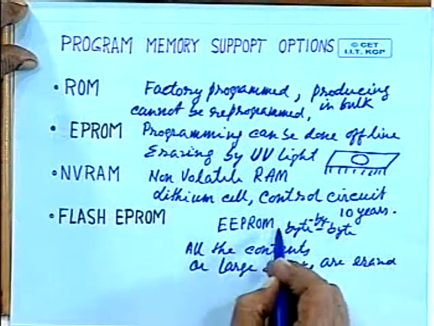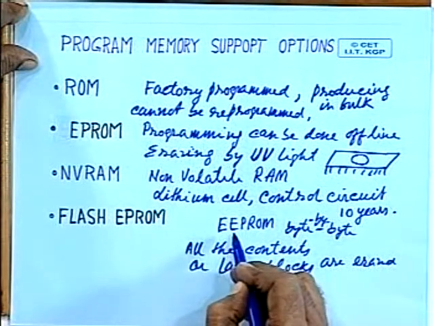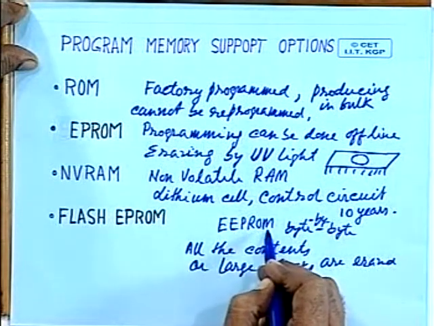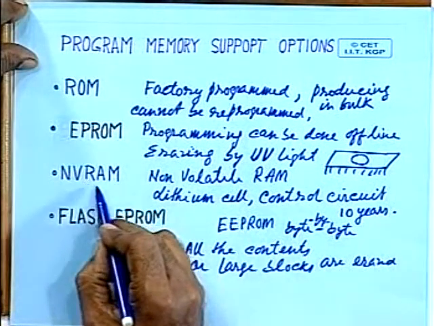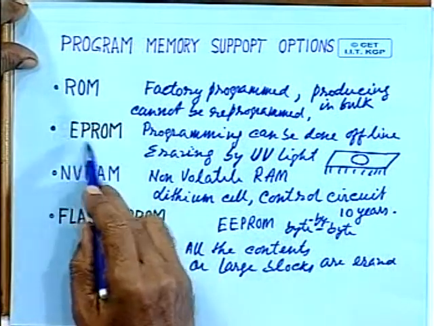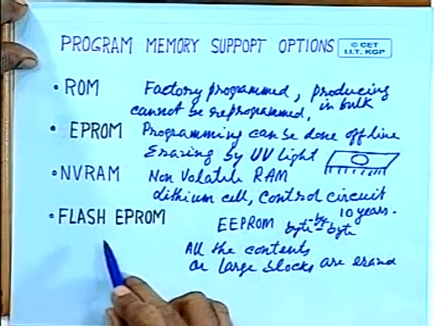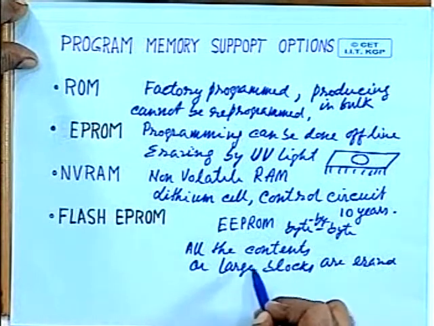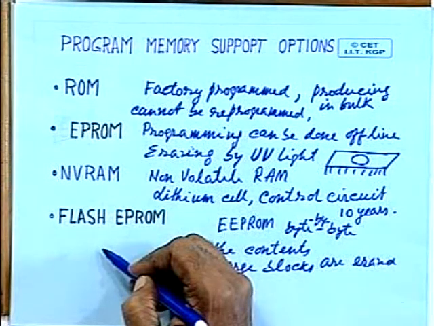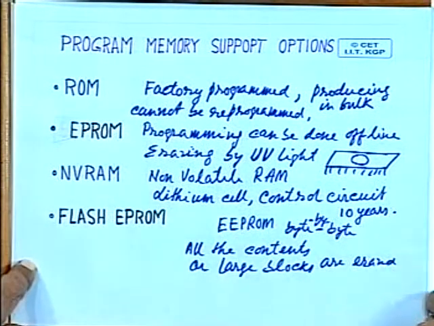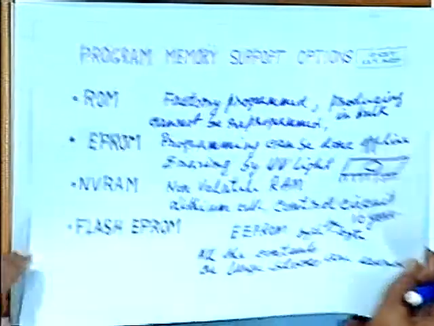slow. And that is why the flash EPROM, which has the advantage of electrically erasable and programmable ROM and also the advantage of PROM, EPROM, provides you the best of both worlds, and that is why the flash EPROM has become very popular in recent times. And these are the common program memory devices which are supported by microcontrollers. So this is one important feature.